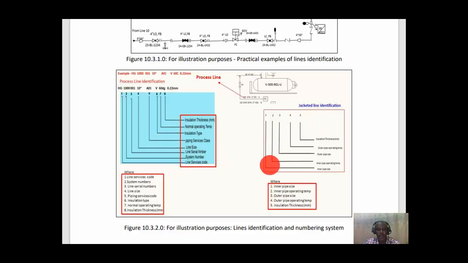For jacketed pipe, if you take a look at it closely, the first number here is the inner pipe size, the second number is the inner pipe operating condition, the third number here is the outer pipe size, and the fourth number is the outer pipe operating temperature, and the fifth number here is the installation thickness. This is just for illustration purpose.